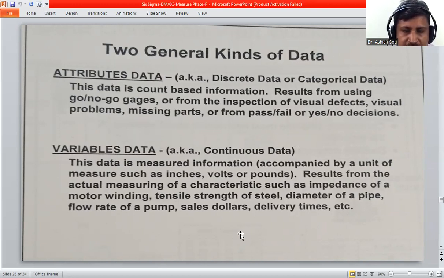So variable data gives you more information, but it takes more time to test and record. So when you are going to plan MSA or measurement system analysis, when you are collecting the data, you have to be careful which kind of data you are going to take, because variable data will have higher inspection cost, but it will give you more information. Whereas attribute data will give you less information, but it will also have less cost of inspection involved.